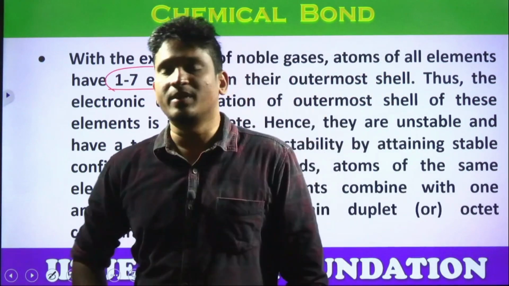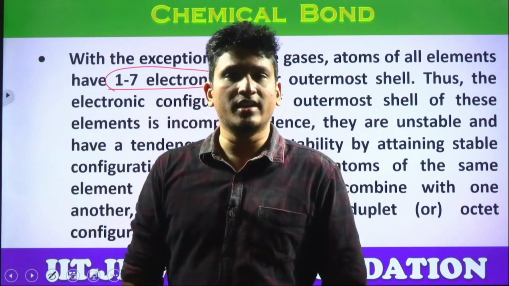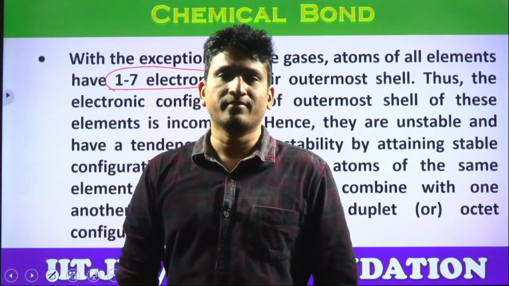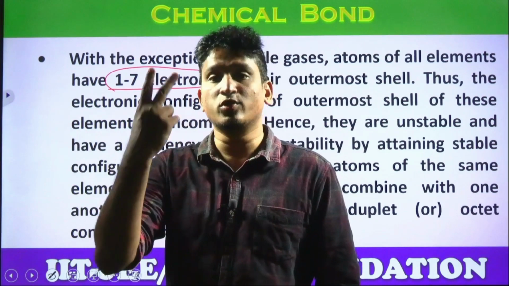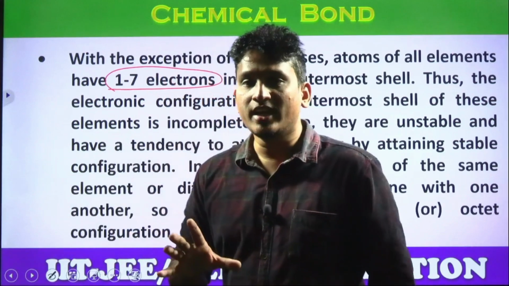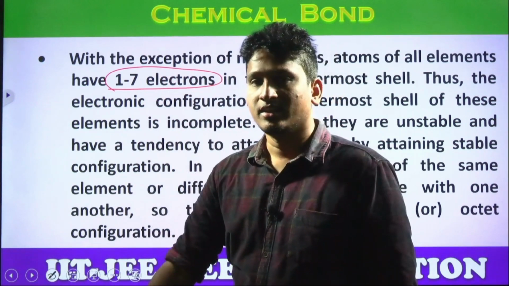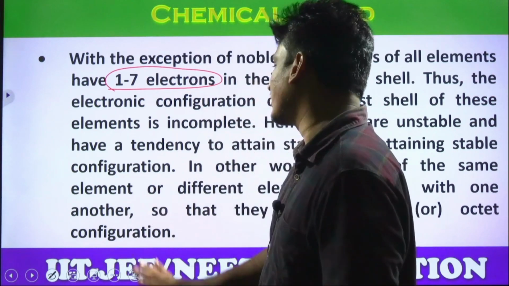This element is incomplete. Yes or no? For example, first group elements, how many electrons? 1. How many more do they need? 7 more. Got the clarity? Second group elements, how many valence electrons? 2. How many more? 6 more they need. 16th group elements, how many valence electrons? 6. How many more does it need? 2 more. All these elements are reacting. Why? In order to get that 8 electron configuration. So that's why they are reacting, so that they attain the duplet or octet configuration.